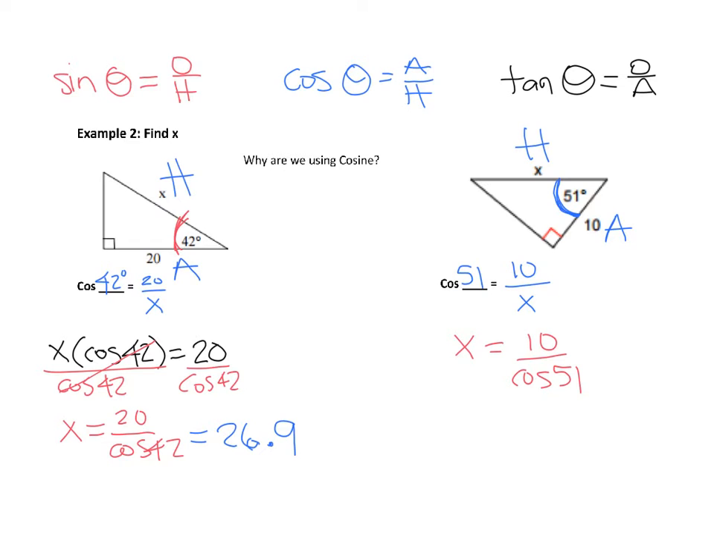So, handy dandy calculator now. 10 divided by cosine of 51 is equivalent to our x being 15.89, which is going to round to 15.9.